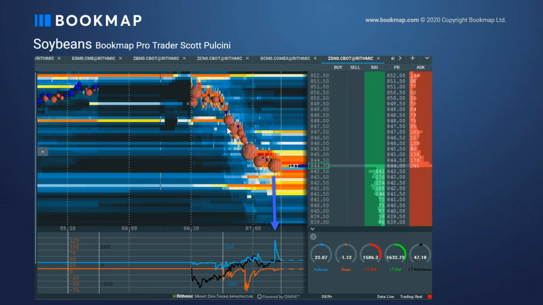Soybeans as well. Beautiful spike in icebergs here, succeeding the drop here in the stop losses beforehand. So after that, you get the icebergs looking for a nice move back up.